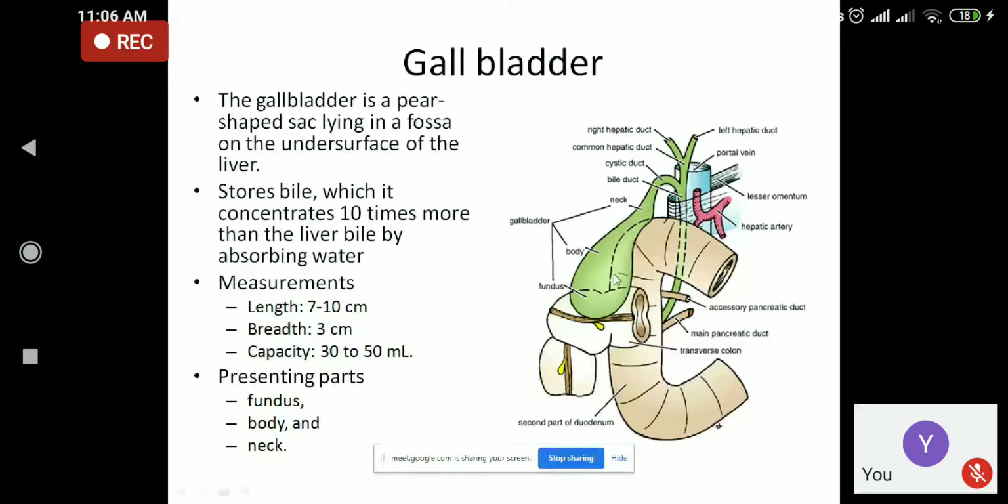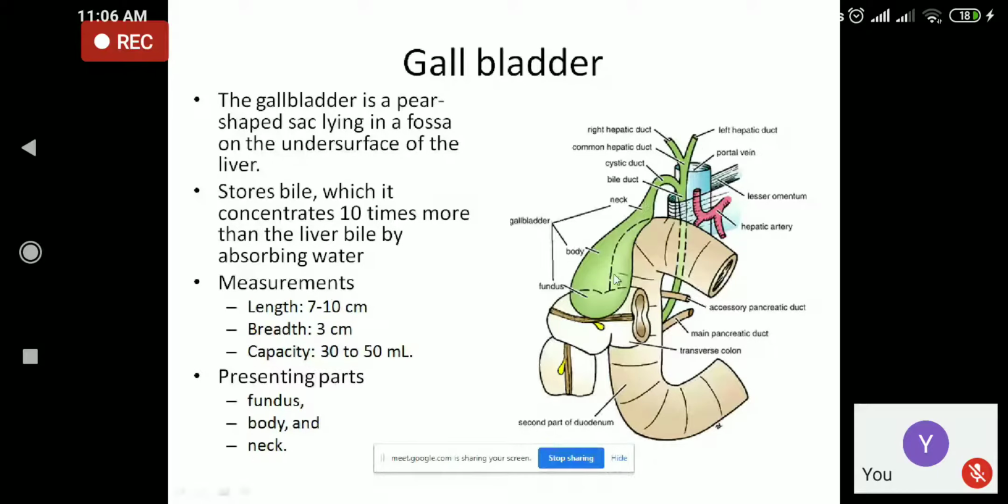So it has different parts like the fundus, body, and neck. Relations of the gallbladder: anteriorly it presents the anterior abdominal wall and the inferior surface of the liver. Posteriorly, you are getting the transverse colon and the first and second part of the duodenum.